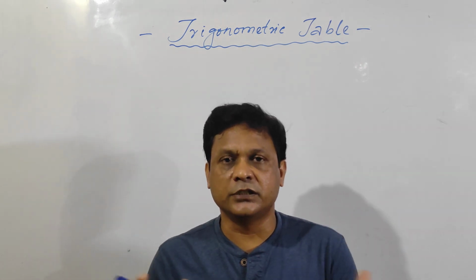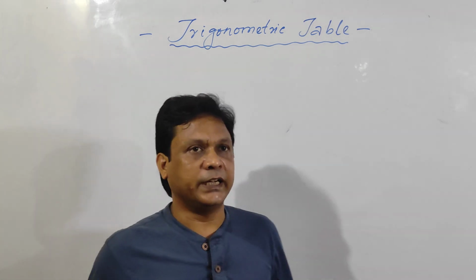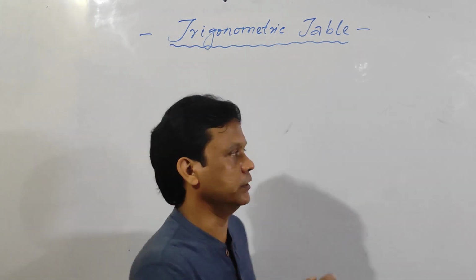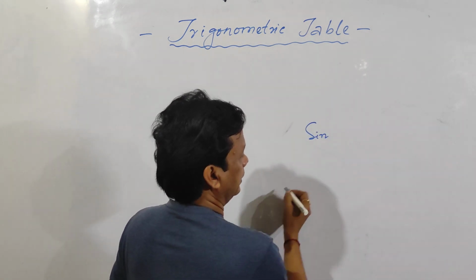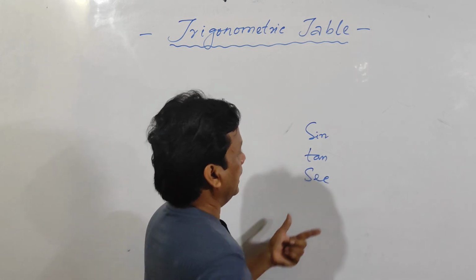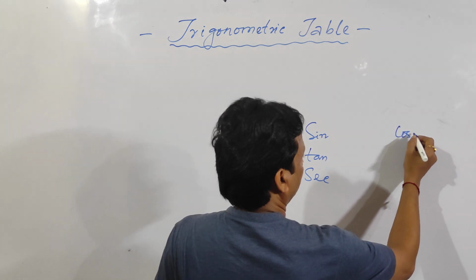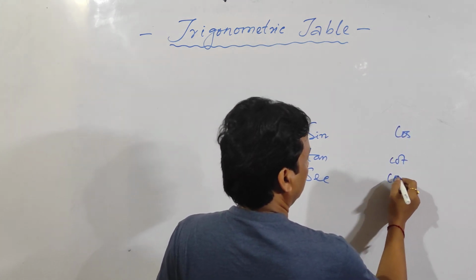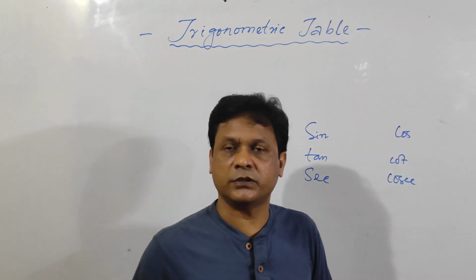And what is the relationship between them? Okay, see here. Today I will tell you about the basic ideas, that means very fundamental things. Okay, see here. Sine function is there, and tan and sec. And their complementary functions are cos, cot, and cosec.